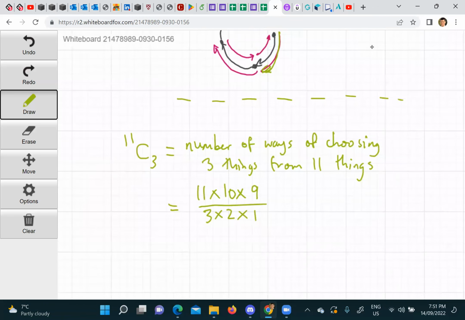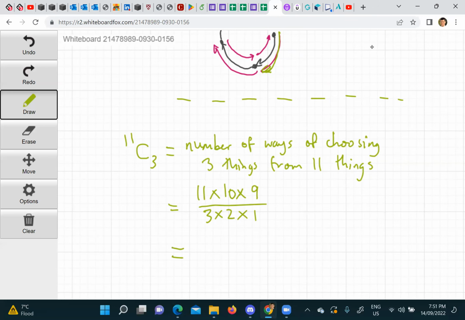I think the formula is 11 factorial over 3 factorial times 8 factorial. The formula is always this big complicated thing, and then for any actual number, it's just a few numbers multiplied. I did it wrong.